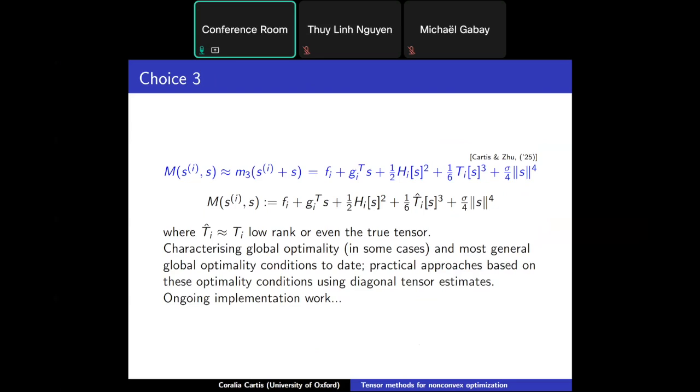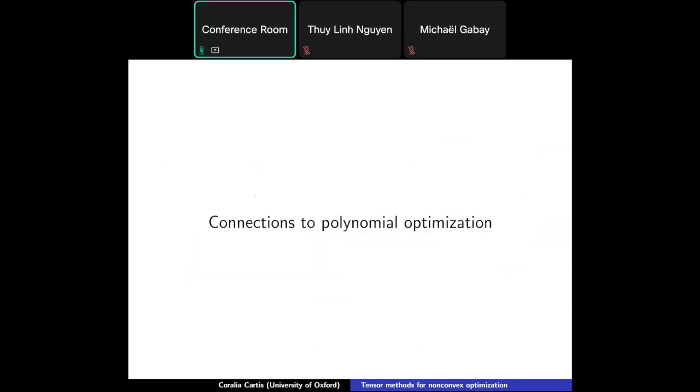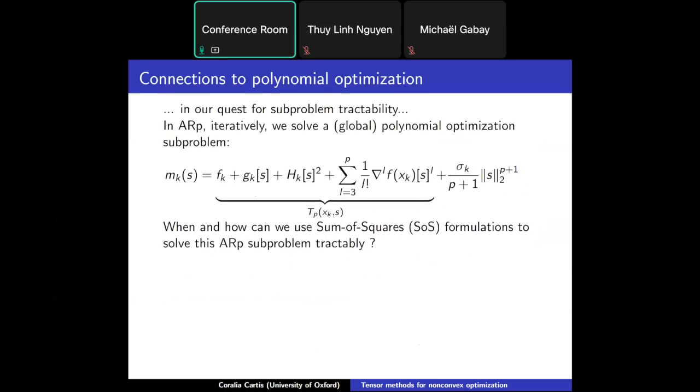So, for example, if I can do some efficient tensor decomposition here, then I could use that in my algorithm for my original subproblem. I can minimize my subproblem efficiently. Okay, so connections to polynomial optimization. I've already mentioned some things, but let me mention some more recent work.